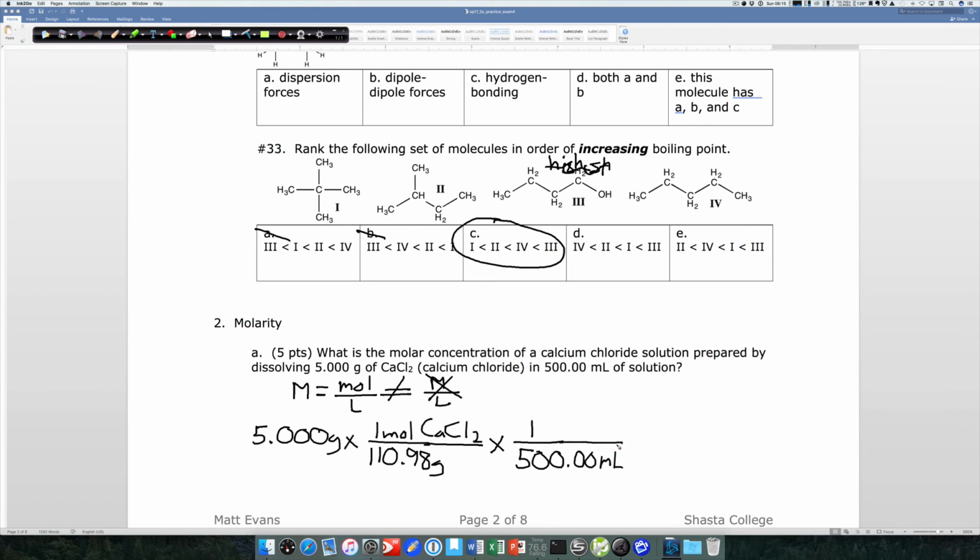Don't convert the milliliters into liters on the fly. Instead, do this. I still do this. I don't try to convert on the fly. So 1,000 milliliters per 1 liter. And now everything's set up properly. I'm going to calculate this.